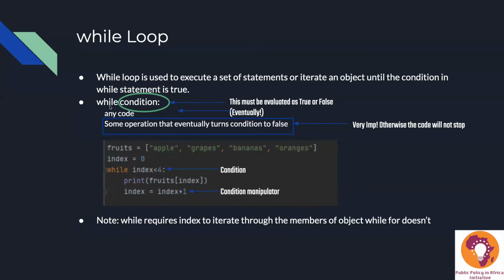So again, you have your while loop: your while keyword, the condition, a colon, and then indented underneath, any code and some operation that eventually turns the condition to false. Remember, this is very important. Otherwise, the code will not stop and you'll end up in an infinite loop. Infinite loops are very dangerous for a number of reasons.